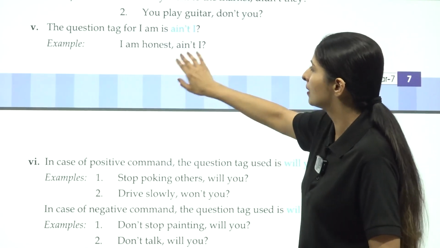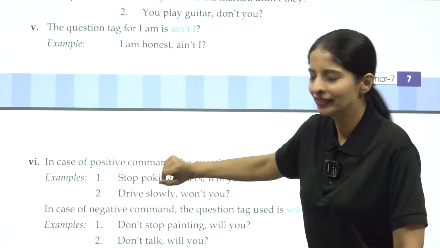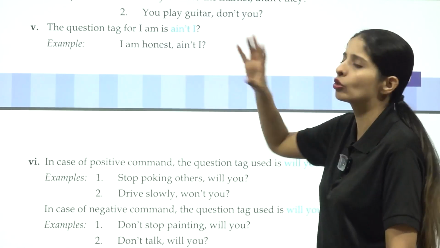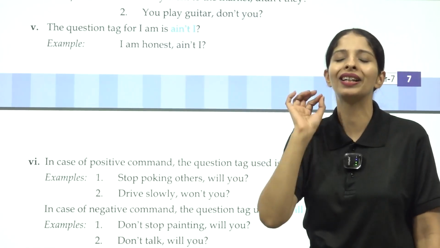Next thing to keep in mind, the question tag for I am is isn't I. I am honest, isn't I? So this you have to remember. In case of I am, you have to put the question tag isn't I.